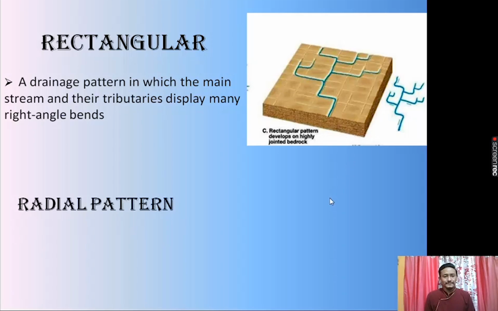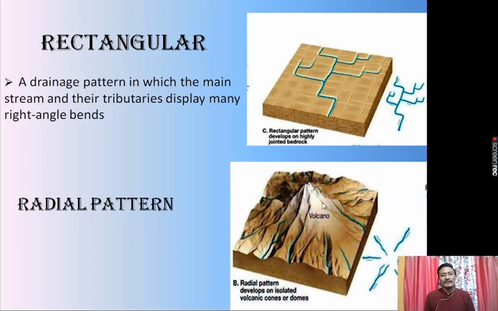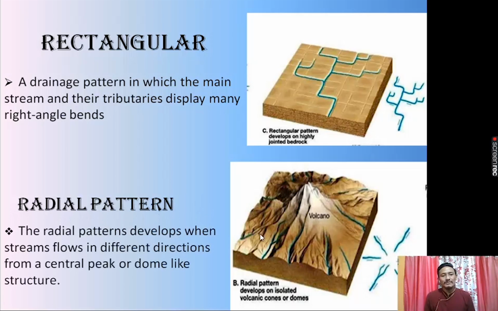After this we have radial patterns. That is a kind of dome-like shape from where all the streams move from a central part or the top of the dome. The radial pattern develops when the streams flow in different directions. As you can see, they flow towards different directions from a central peak. Suppose there is rainfall. The water from the rain will flow towards different directions, and it makes a formation known as a radial pattern.